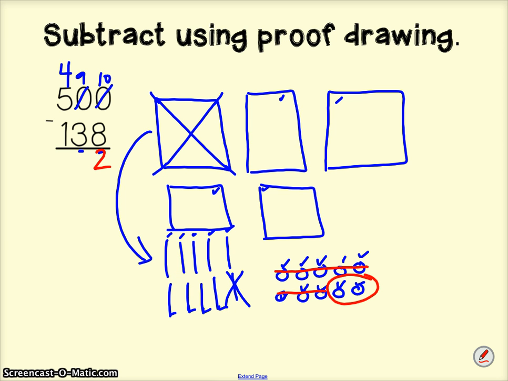Now I can go to the tens place. There's 9 10 sticks for a value of 90. Minus, I need to take 30 away. So I'm going to cross out 3 10 sticks. That will leave us with 6 10 sticks.